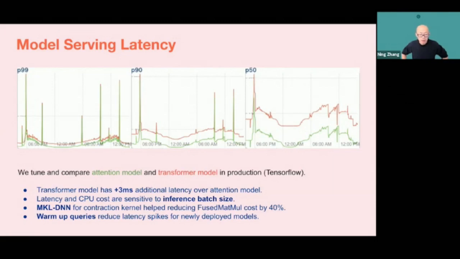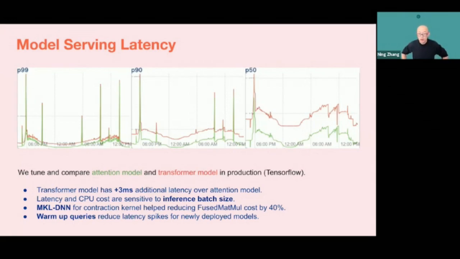The second learning we found is that the transformer model is a heavy user of matrix multiplication. We tried a different contraction kernel called MKLDNN from TensorFlow, and that helped reduce the fused matrix multiplication cost by 40%.